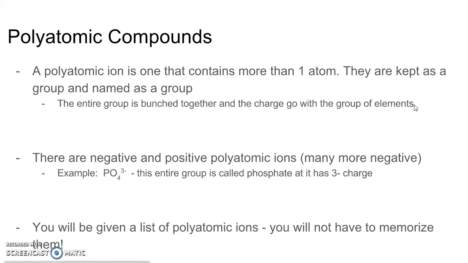So polyatomic compounds are special in that instead of being one element and another element bonded together, you have an element bonded to a polyatomic ion, which, poly means many, atomic meaning atom. So there's more than two elements given here, but you will treat the polyatomic ion like it's one group. It gets treated like it's one atom, even though it's not. The entire group is bunched together, and the charge goes with that whole group of elements.